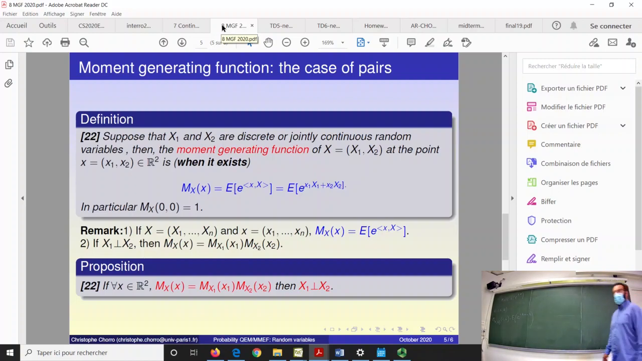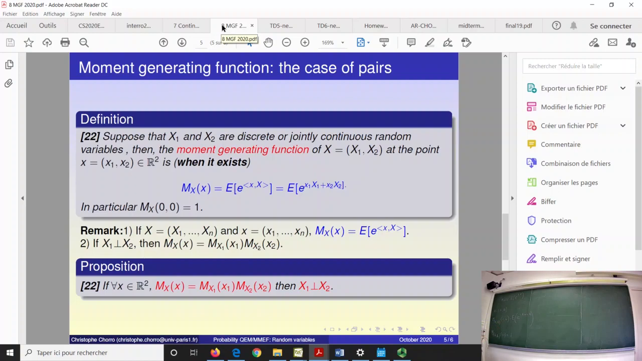So of course, as with all moment generating functions, if I take the value at 0, I obtain 1. What is this? 1. Written on the board, because I have 0, 0, exponential of 0 is 1, expectation of 1 is 1. Okay. So my moment generating function of the pair is this one.